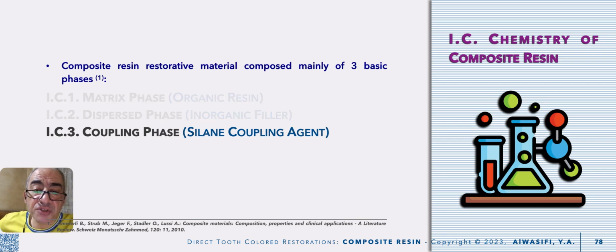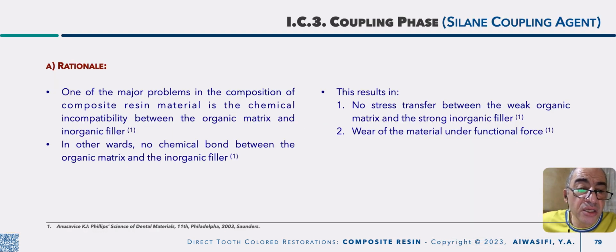Then comes one of the most important phases of the chemistry of composite, which is the silane coupling agent or coupling phase. It is the phase that joins both filler and matrix together, because they are chemically incompatible, one organic and one inorganic. That's why wear resistance will be decreased, as there will be no stress transfer between the filler and the matrix, because this is the actual problem of wear of our composite: there is no chemical bond between the filler and the matrix, and there is no stress transfer between them.